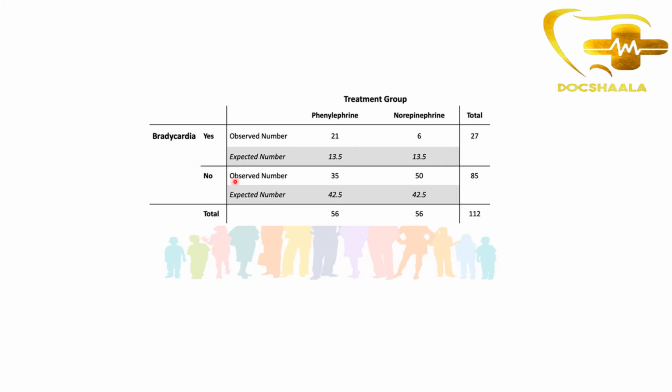Then with no bradycardia, we expected at least 42.5 people not to get bradycardia, despite the administration of phenylephrine or norepinephrine. But after performing the survey, we observed that phenylephrine is giving 35 and norepinephrine is giving 50 with no bradycardia. That is what we have observed. This is the total, 56 is the total of this, and this is the total of the expected number and this the total of the observed number.